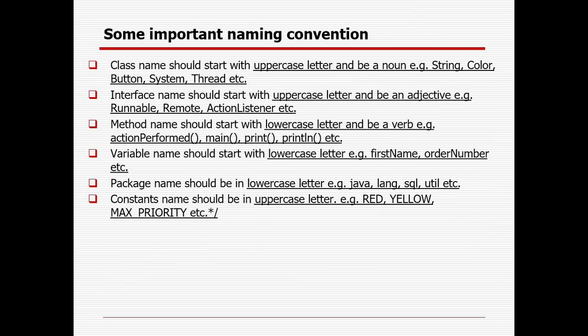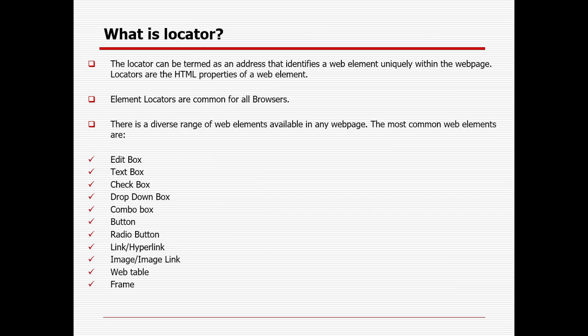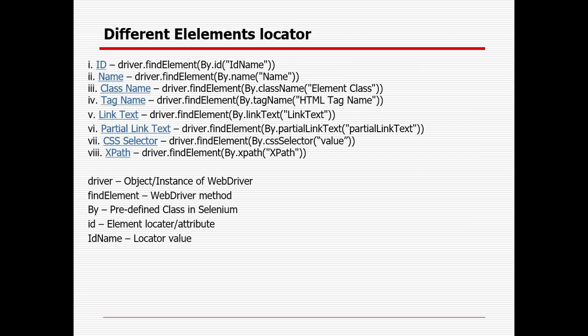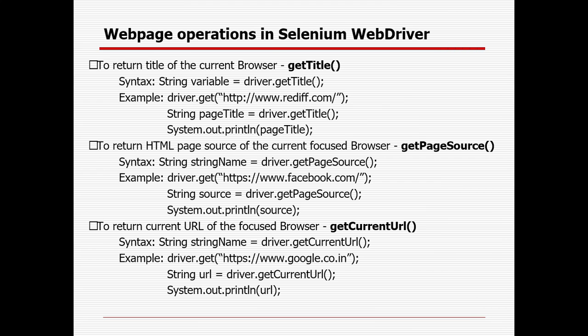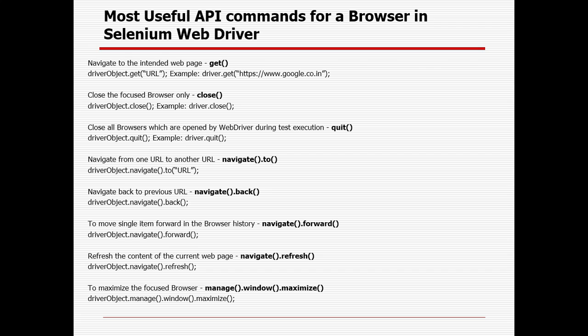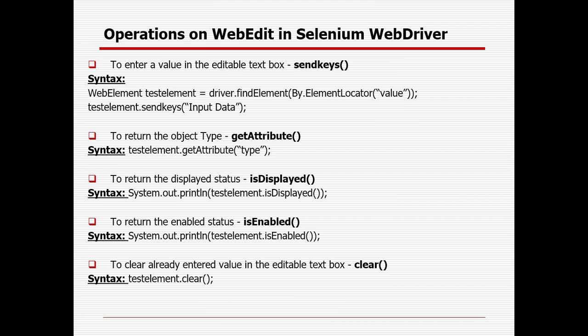Then different element locator techniques are available. You can inspect the element, and with the help of ID, name, class name, tag name, link text, partial link text, CSS selector, XPath, you can interact with the element first, then do the different operations, right? You can get the title, get the page source, get the current URL. You can close the driver, navigate from one page to another, navigate back, forward, refresh the page, right? With the help of the WebEdit box, you can first check whether it's displayed and enabled or not. You can clear the value, enter the value, and enter the value again after clearing it. You can get the different attribute values with the get attribute method available in Selenium WebDriver.